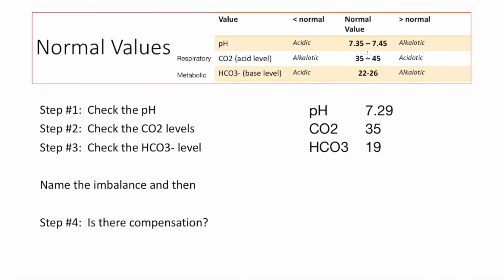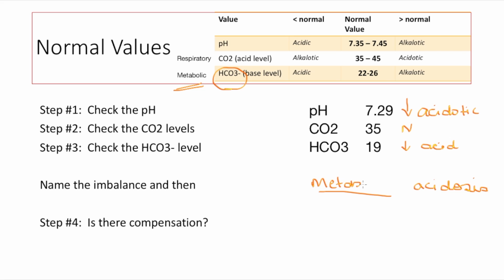My pH of 7.29 is low. I'm going to put a downward arrow and write acid. I now know I have an acidosis. I'm going to figure out which one. CO2 level 35, that is normal, so we're going to put an N here. Bicarb 19 is also low. Downward arrow, and I'm going to put the word acid. This means my kidneys are driving the imbalance, so we call it a metabolic acidosis.